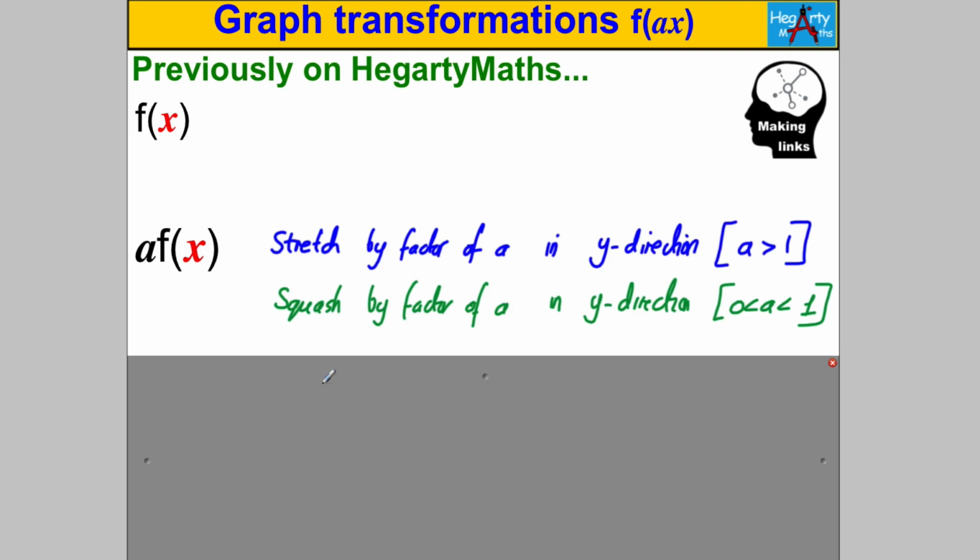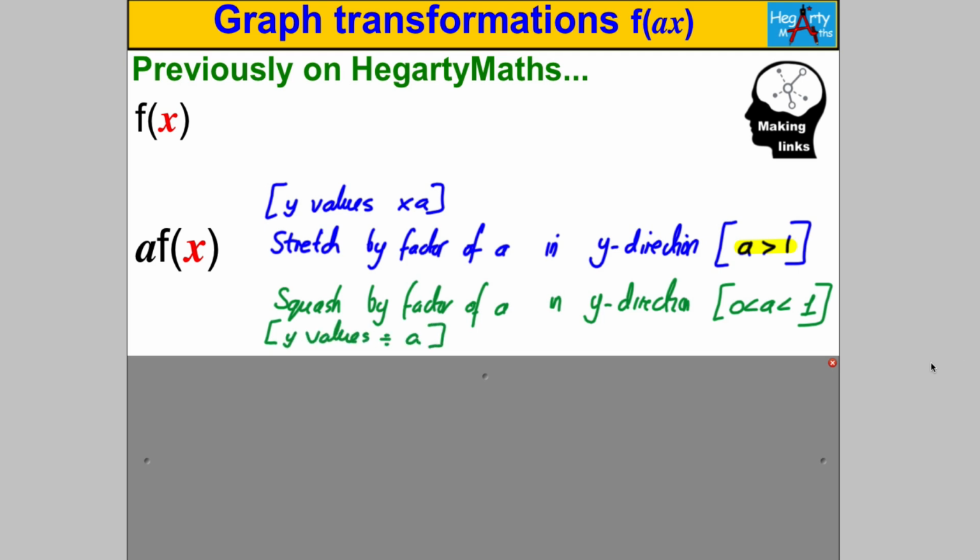Well, you should have remembered that if a is a number bigger than 1, then it was a stretch by a factor of a in the y direction. The whole graph was pulled out, stretched in the y direction by a factor of a. And if a was less than 1 but bigger than 0, it was a squash by a factor of a in the y direction, the whole graph was squashed in. In practice, in the stretch case you just took all the y values and multiplied them by a. In the squash case, you took all the y values and divided them by a.